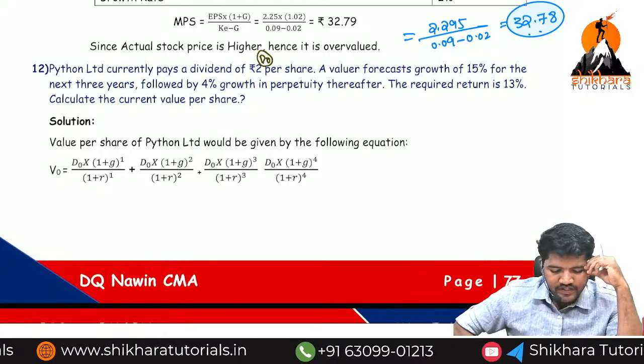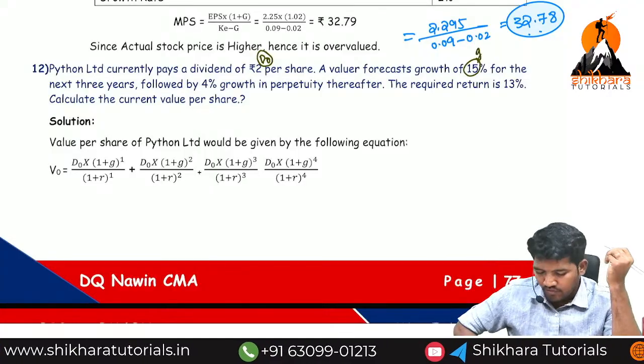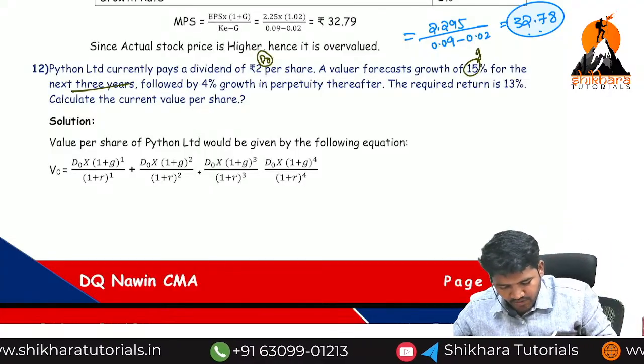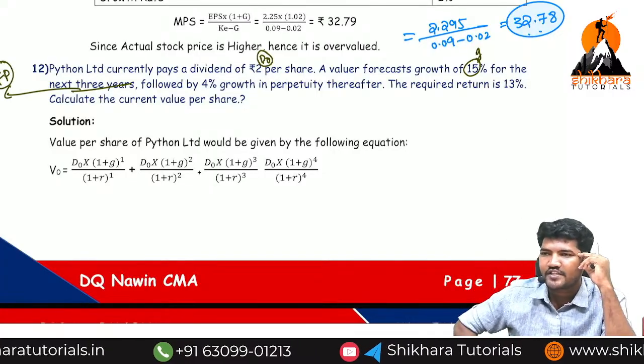A valuer forecasts a growth of 15%. It is known as G, for the next 3 years. Can I use the word? It's called the forecasted period. The next 3 years is the forecasted period.